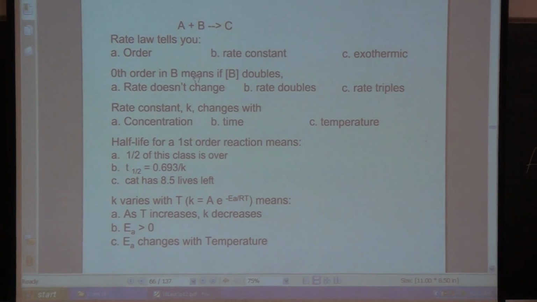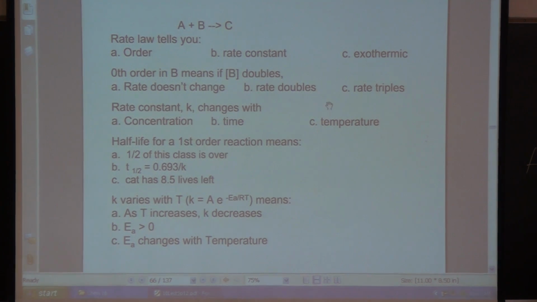Zeroth order in B means that if B doubles, the rate doesn't change, the rate doubles, or the rate triples. Who says it's A? Who says it's B? Who says it's C? You're right. Note that if the order with respect to B is 0, if B doubles, then the rate doesn't change. Let's go to the next one.